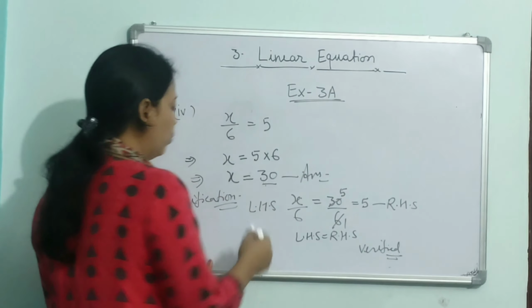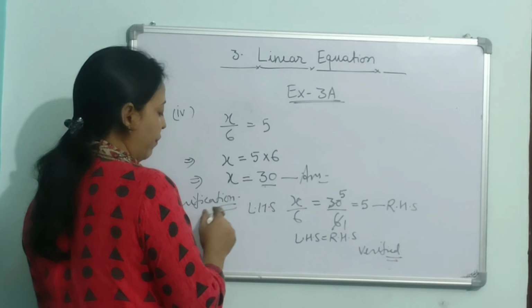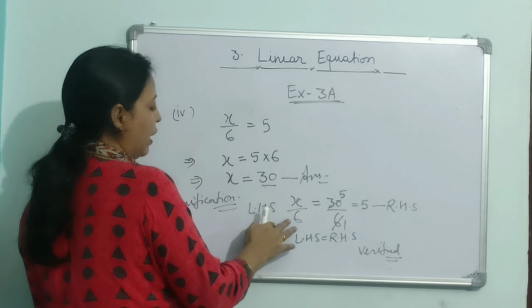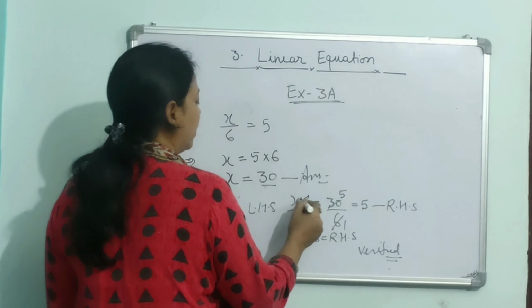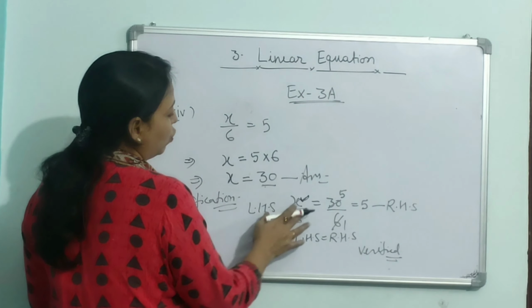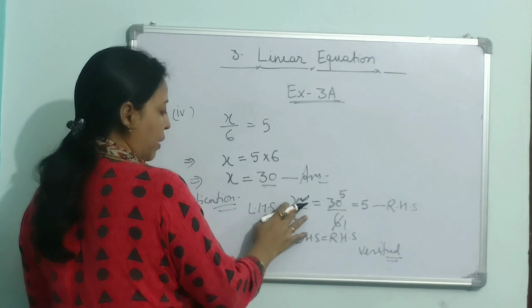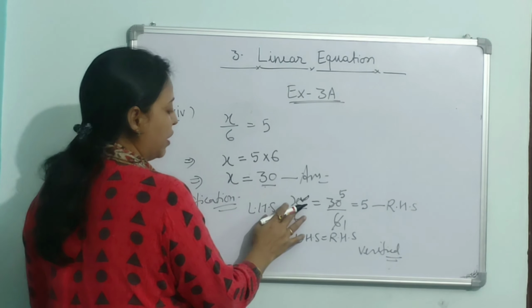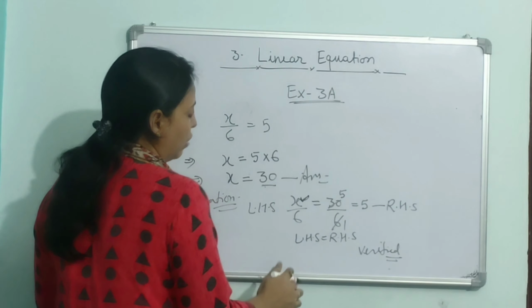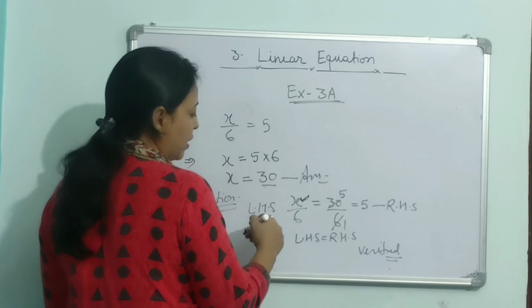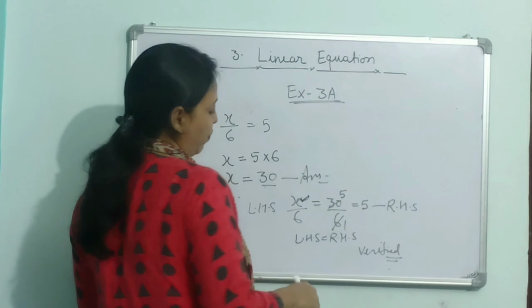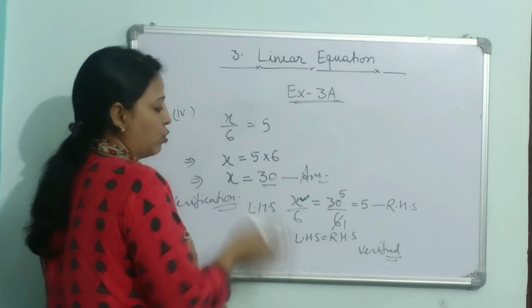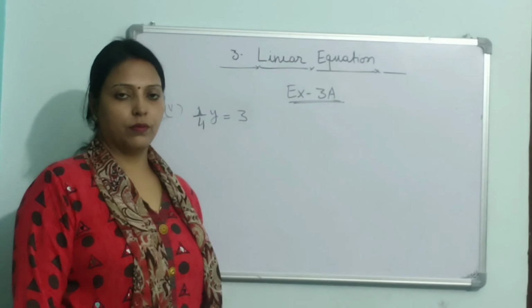I hope it is clear to you in the verification part. You note down the left hand side of the equation and the value you have got here for x or for y. You will put that value at the place of x, substitute that value, and then if you are getting the left hand side value and right hand side value the same, then that is the verification, meaning your equation and your solution is correct.